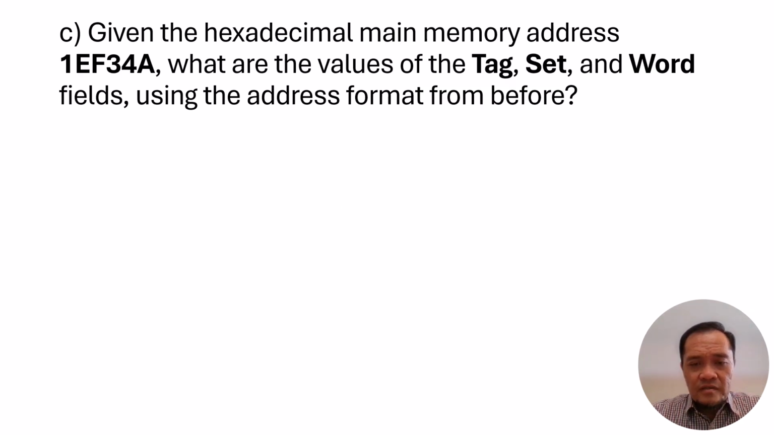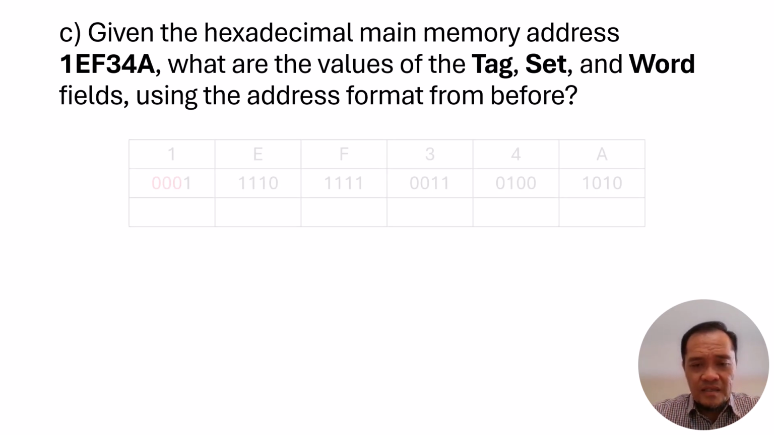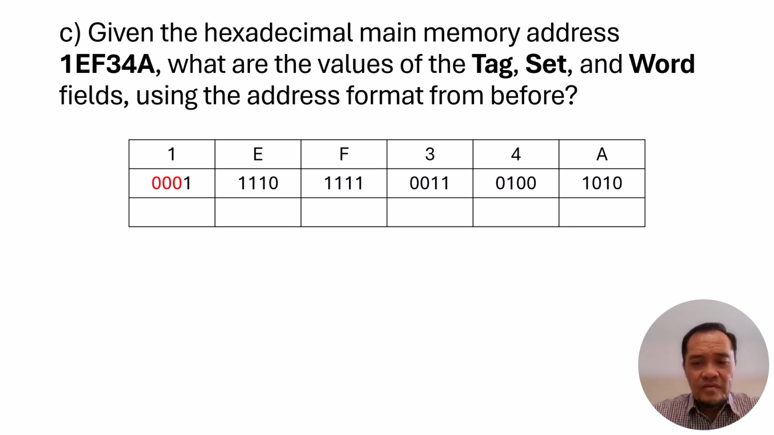The third question requested you to identify the values of the tag, set, and word given a memory address. In this question, you are given a memory address in hexadecimal format, which is 1EF34R. For this question, of course, you need to first convert the address from hexadecimal to binary. Each hexadecimal digit will generate 4 binary bits, but please remember, you have to comply with the address length when you convert the hexadecimal number into binary.